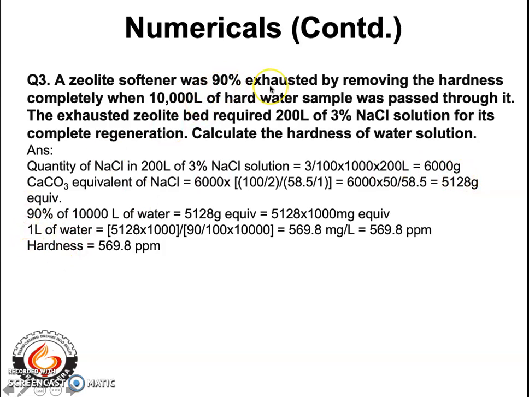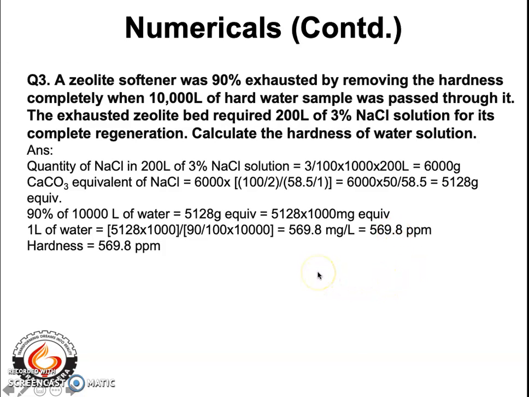So we know that the 90% of this 10,000 liters of water is equivalent to 5128 gram equivalents of calcium carbonate. So we convert it into milligram equivalent of calcium carbonate. So that means we have to multiply it, 5128 into 1000. So it is 5128 into 1000 milligram equivalent of calcium carbonate, and this is equivalent to 90% of 10,000 liters. So 1 liter of water will be equal to 5128 into 1000 divided by 90 divided by 100 into 10,000. So that is coming out to be 569.8 milligrams per liter, or it is nothing but 569.8 ppm. So the hardness of the water solution is 569.8 ppm.